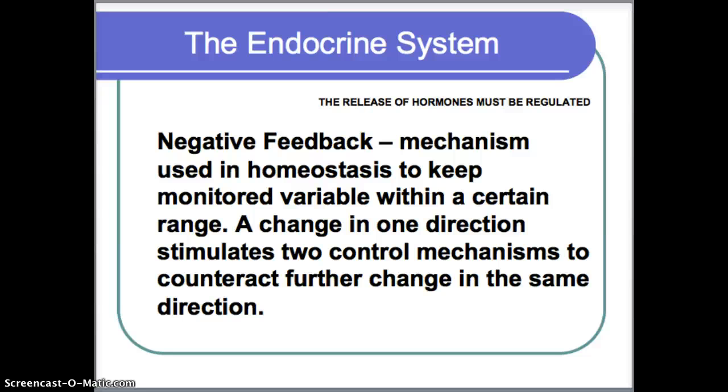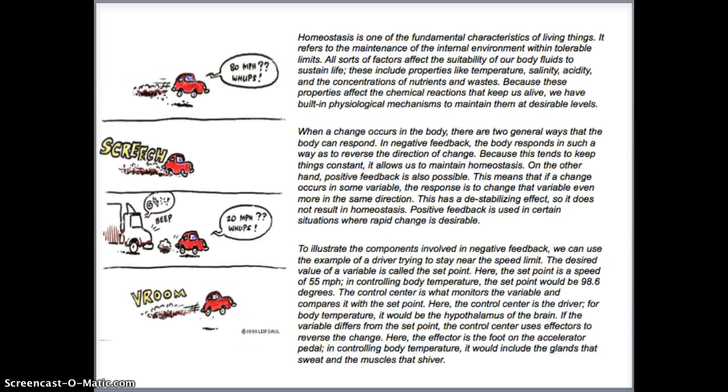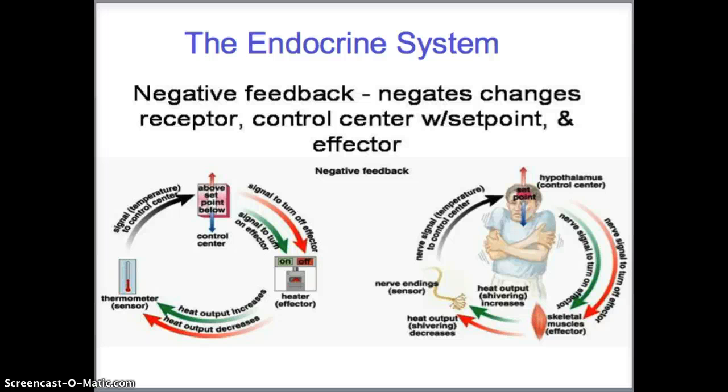So negative feedback is when we get away from our set point. So we go either above or below the set point. Negative feedback is going back to the set point. This is just a convoluted way of saying that. Here's another example with cars if you're still a little hazy on negative feedback loops. So negative feedback negates the change.